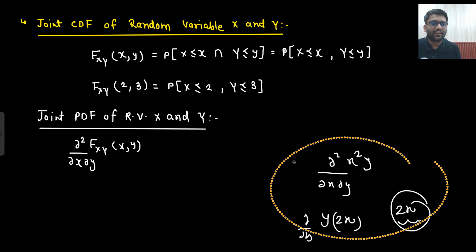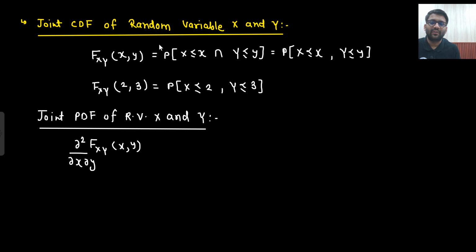So what you will do is partially differentiate the CDF with respect to x as well as with respect to y, because this is a function of random variable x as well as of random variable y. So with respect to both of them, you will partially differentiate and you will get your joint PDF.